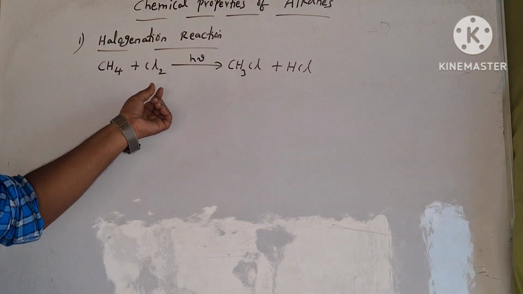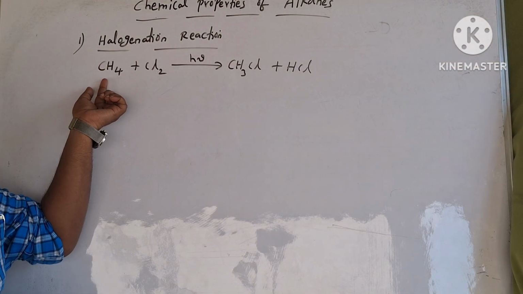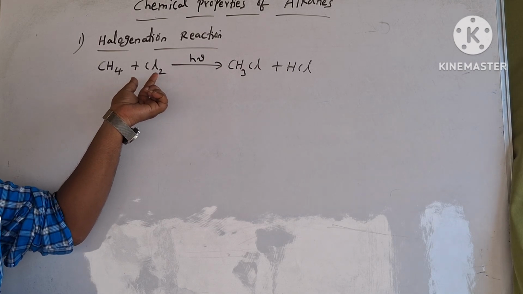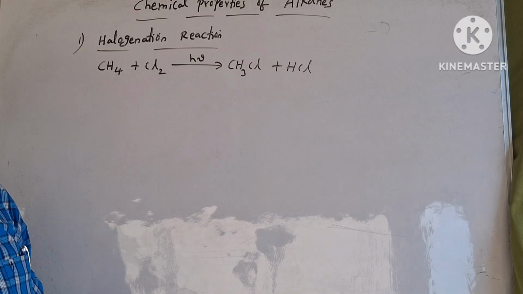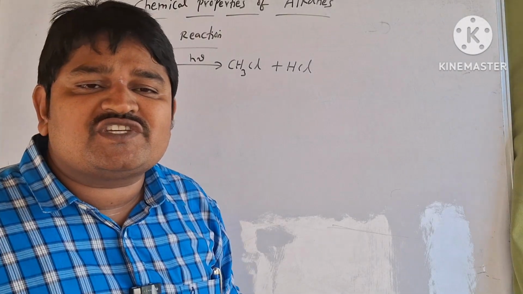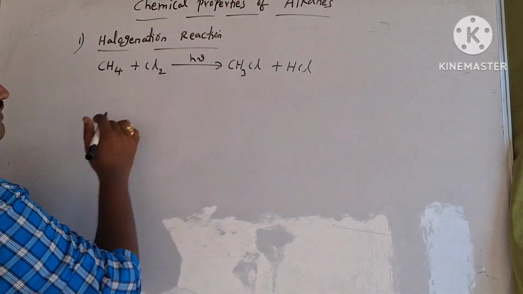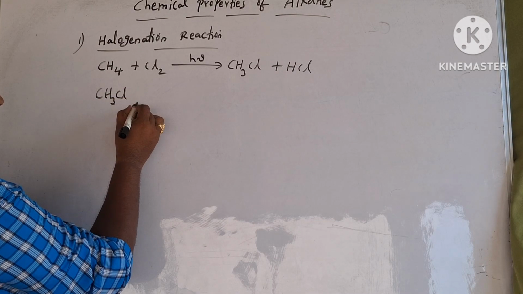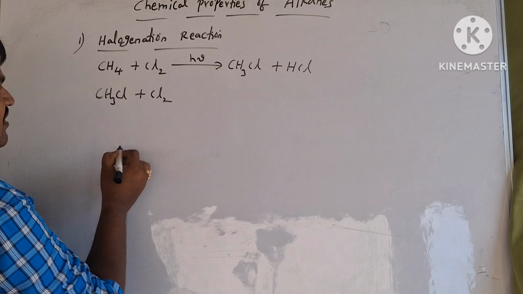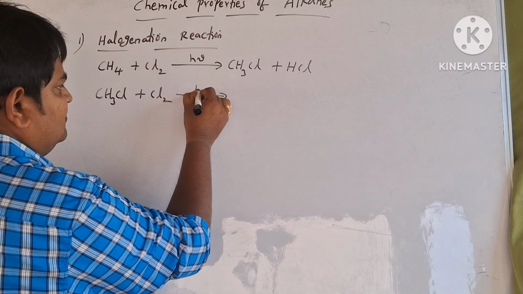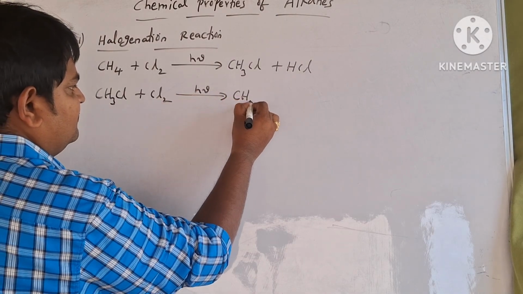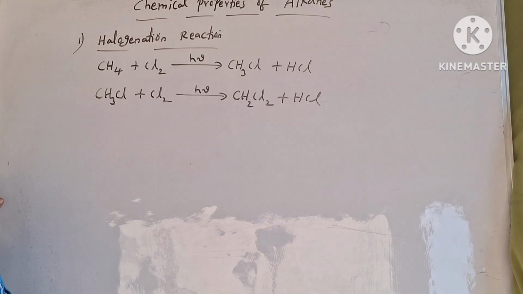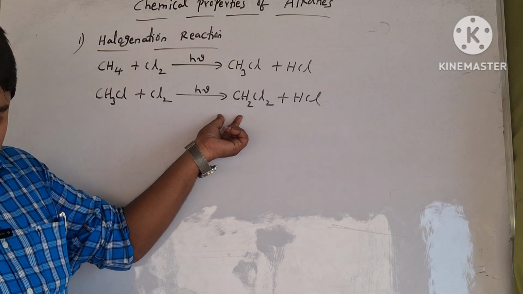In this reaction, what will happen? In this methane, one hydrogen atom is removed. In that place, a chlorine atom is added. That's why this reaction is called a substitution reaction. And next, I will take the chloromethane. Whenever chloromethane reacts with chlorine in the presence of sunlight, it will form CH2Cl2 plus HCl. It is named dichloromethane.